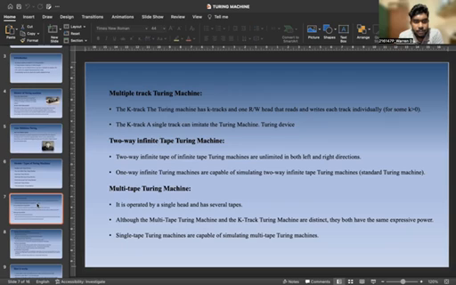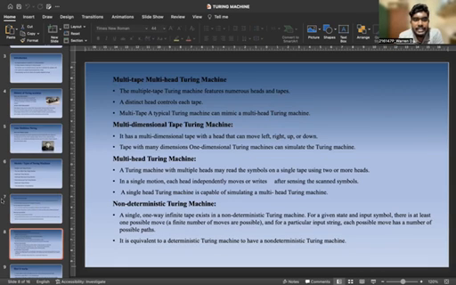Third one is the multi-tape Turing machine. It's operated by a single head and has several tapes. Although the multiple tape Turing machine and the K-track Turing machine are distinct, they both have the same expressive power. Also, single tape Turing machines are capable of simulating a multi-tape Turing machine.